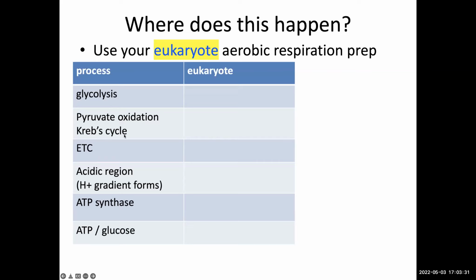Okay, next we're going to go to glycolysis, of course. We take glucose, we break it into two parts. That produces pyruvate. Pyruvate has to be oxidized to acetyl and then enter the Krebs cycle. Where is this happening? Sarah. In the mitochondrial matrix. That's right.